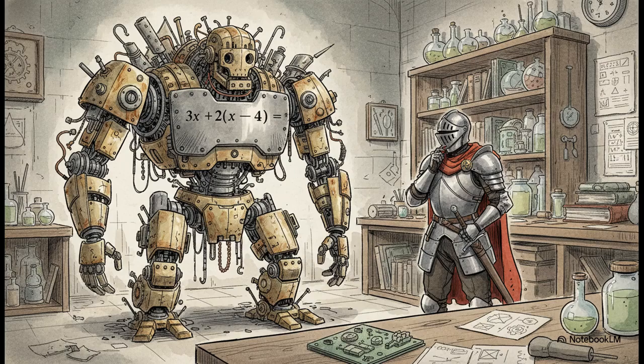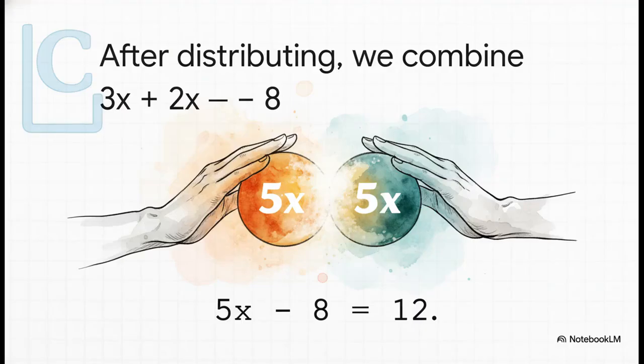Let's level up. Here's our next example, and it's a little bit different. This one is really going to highlight why that combine like terms step is so important. All right, let's stick to the plan. Step 1, distribute the 2. That gives us 3x plus 2x minus 8. Now this is the crucial part.